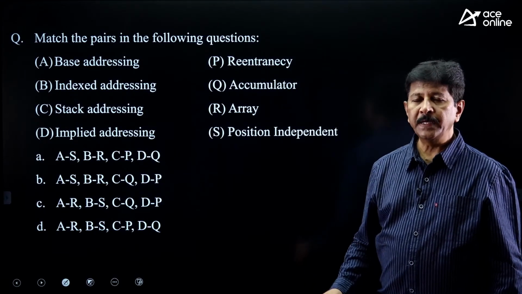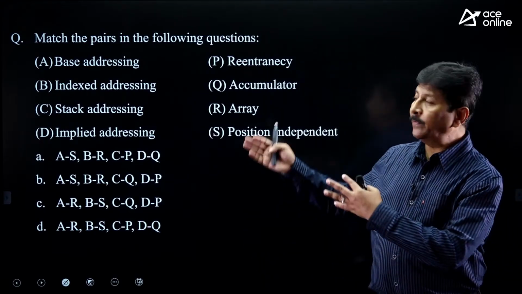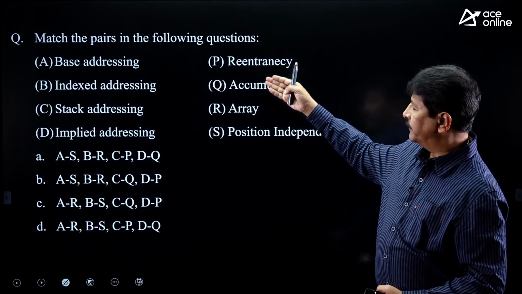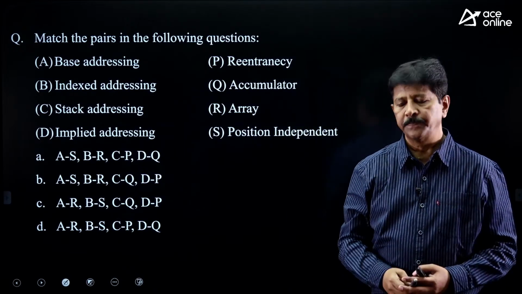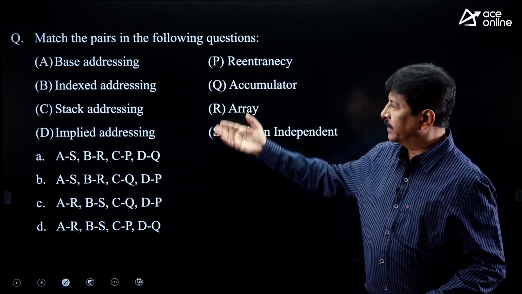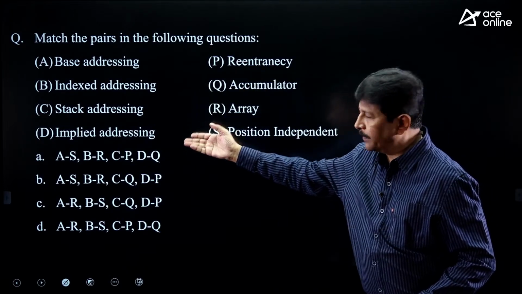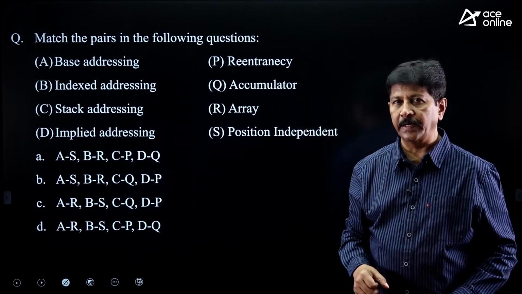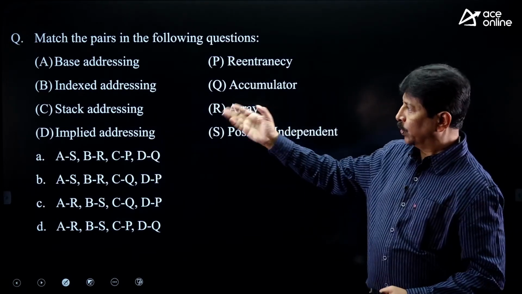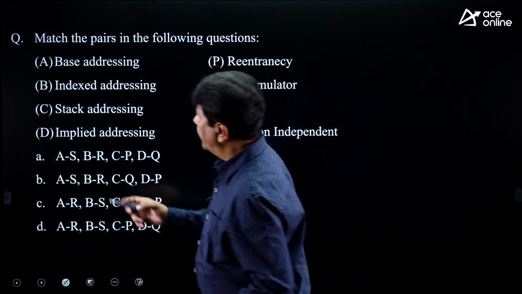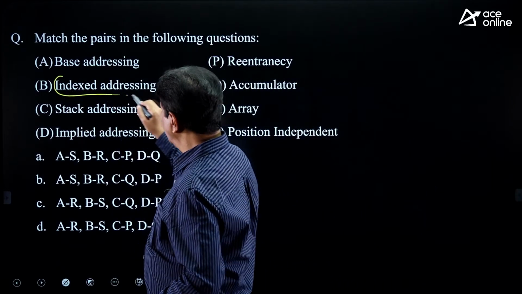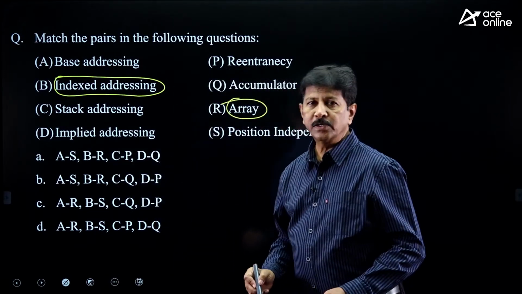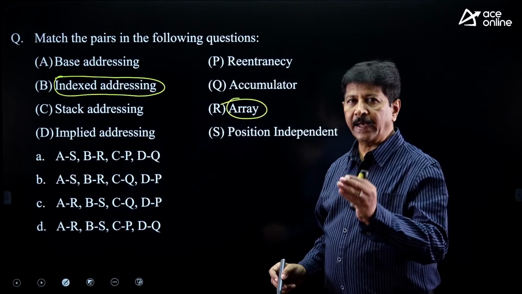Sometimes in engineering service examination, he will give the match the following. Different addressing modes are given and different features are given. You might not be knowing the answers for all 4 of them, but if you match properly with a little bit of logic, we can easily understand. First, search for which one you know. We know very well this indexed addressing mode is used for array processing.